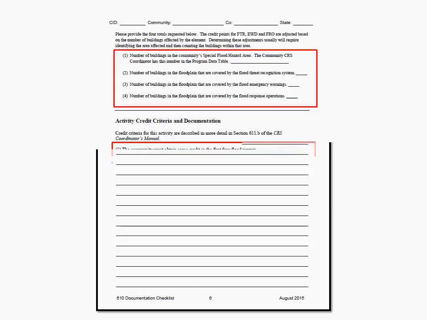Page 6 is an optional section where you can really describe at length, and add more pages of, what your community's flood warning program consists of. Sometimes you can't fit a round peg in a square hole. And we'll see how that can actually work into the credit criteria documentation requirements.